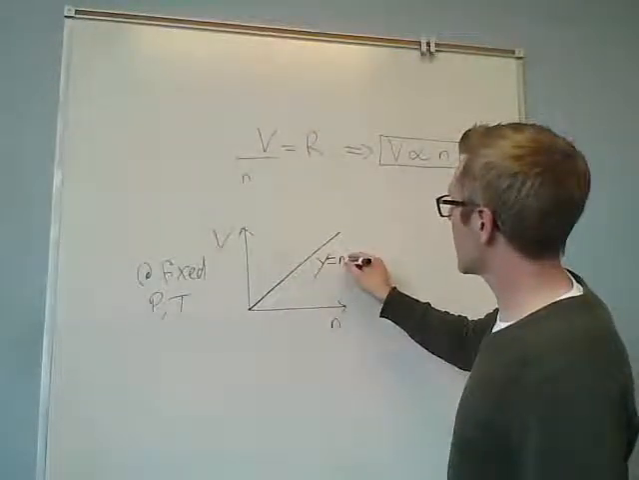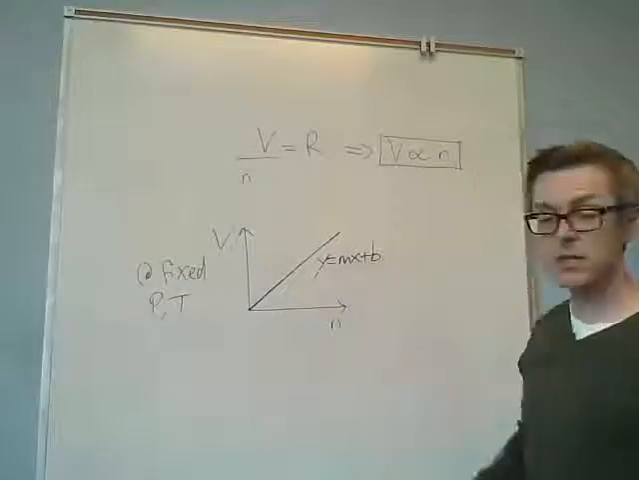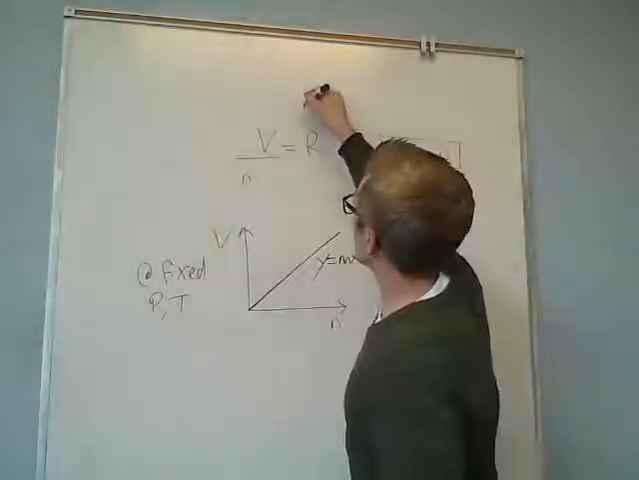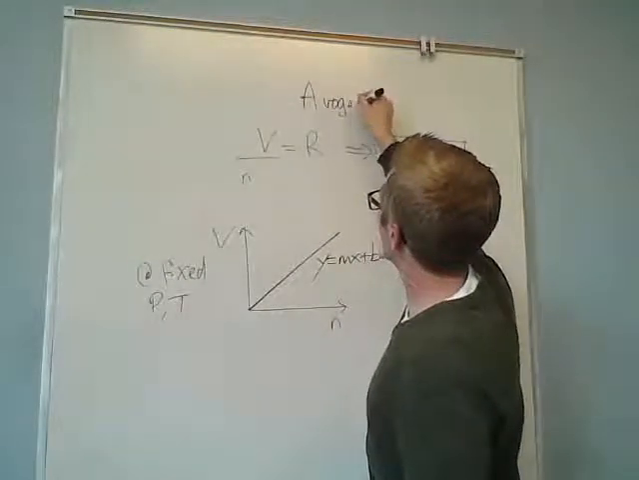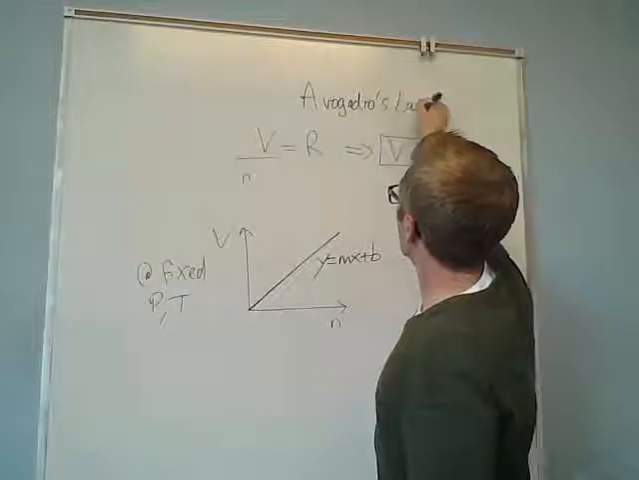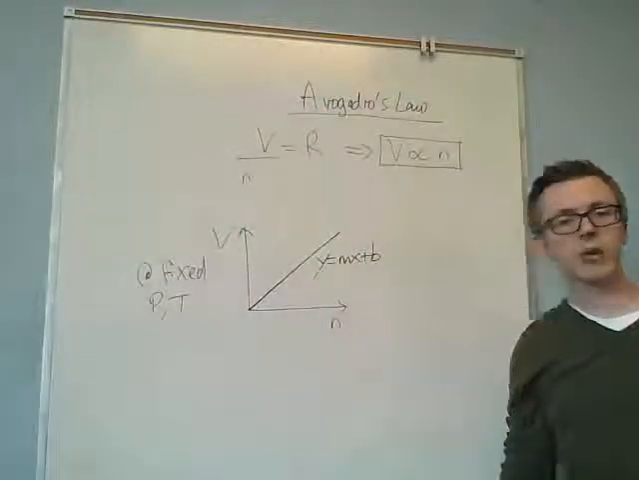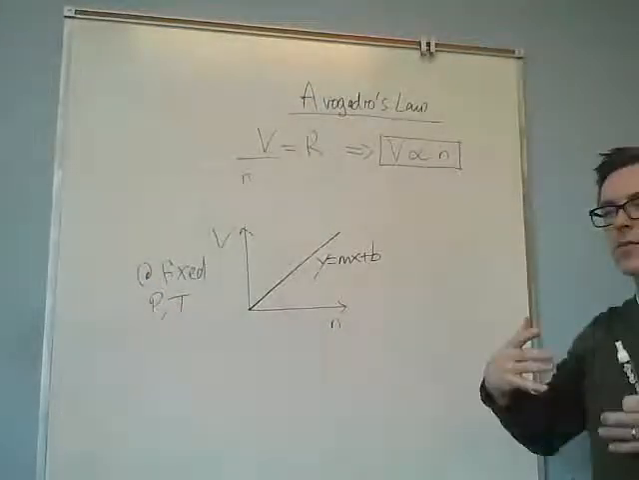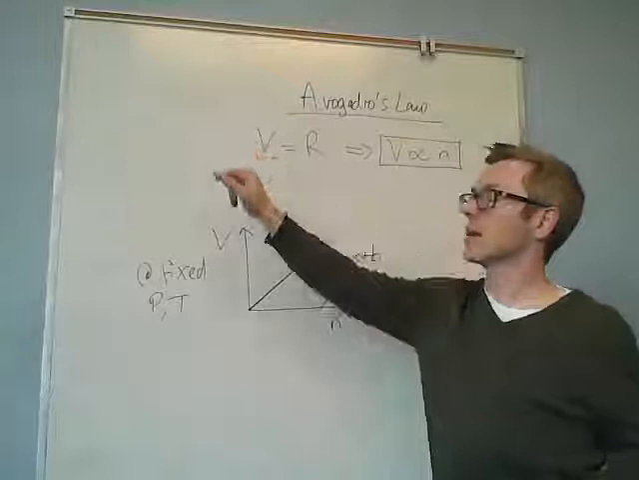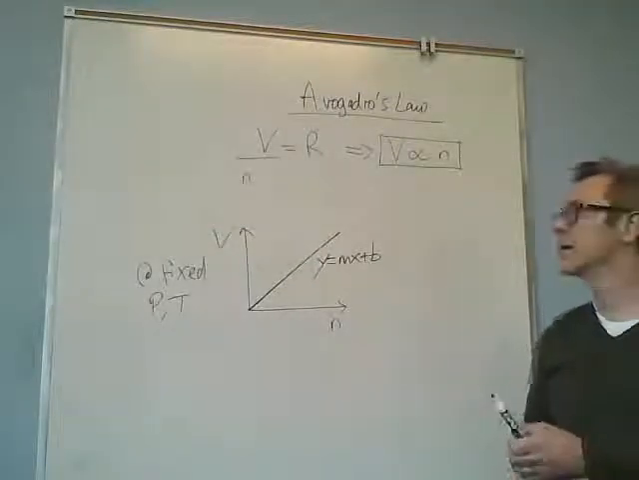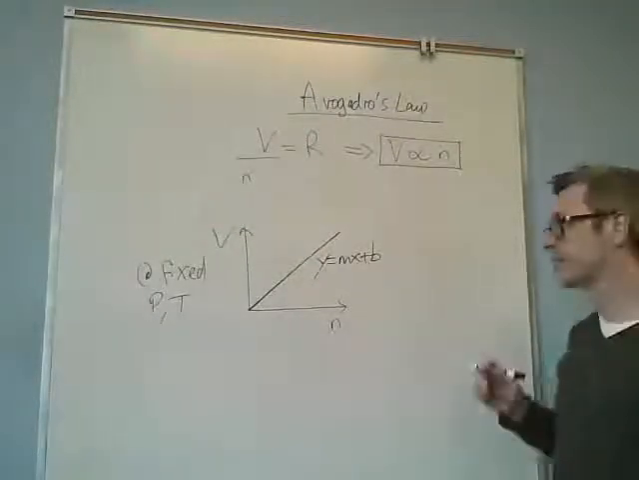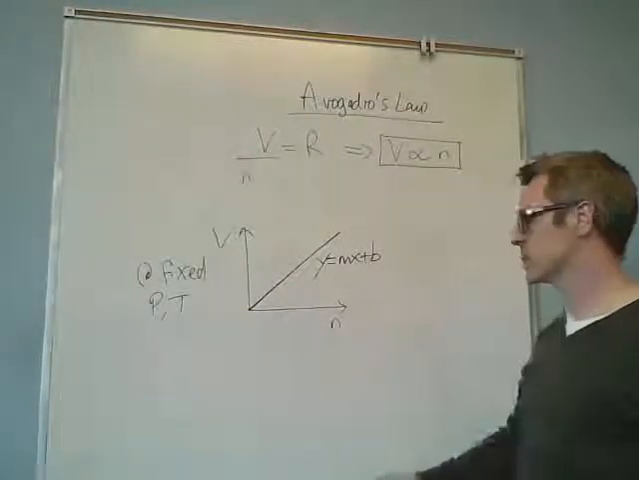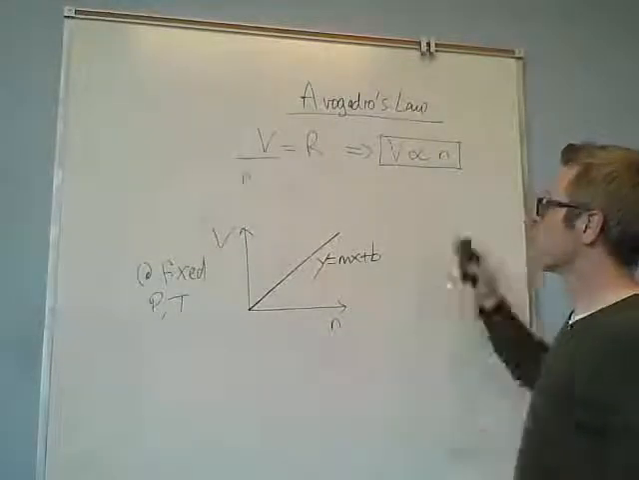It's also a y is mx plus b equation, which is a straight line equation. And this is known as Avogadro's law. It's the same Avogadro as Avogadro's number. In fact, historically, this was part of the push towards identifying the concept of Avogadro's number. The components, not the whole story. Okay, so we've seen 4 equations so far. Let's summarize those 4 equations.